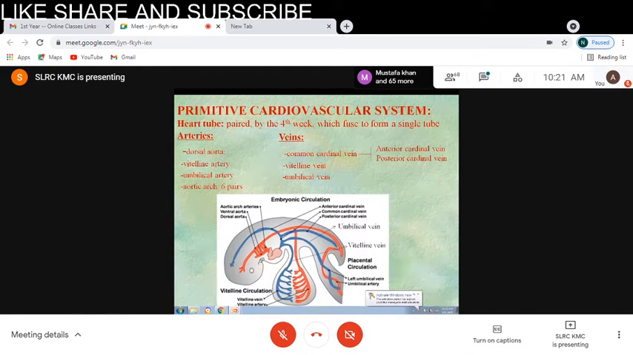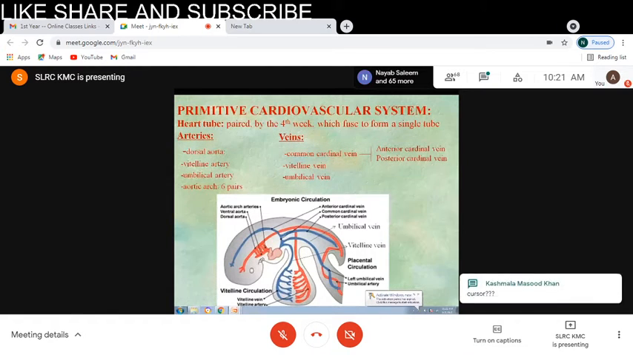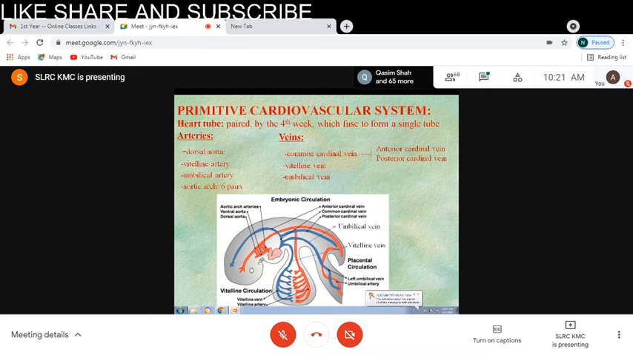One is the common cardinal veins, which empty blood into the right heart, and each common cardinal vein is formed by the union of anterior cardinal vein and the posterior cardinal vein. The anterior cardinal vein carries blood from the upper parts of the body and posterior from the lower parts of the body. The other veins, they are the vitelline vein and the umbilical vein, which communicate with the cardinal veins.